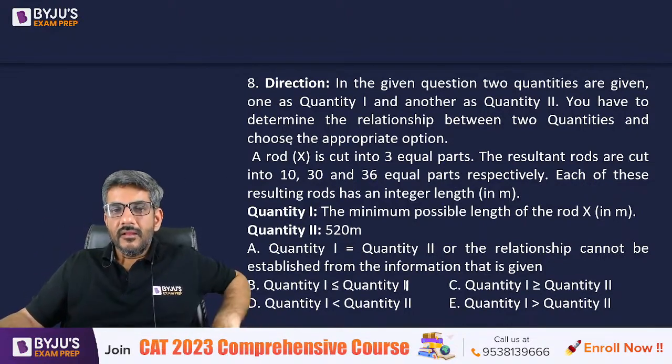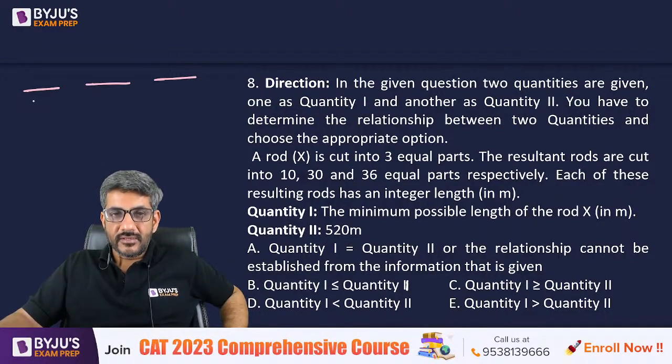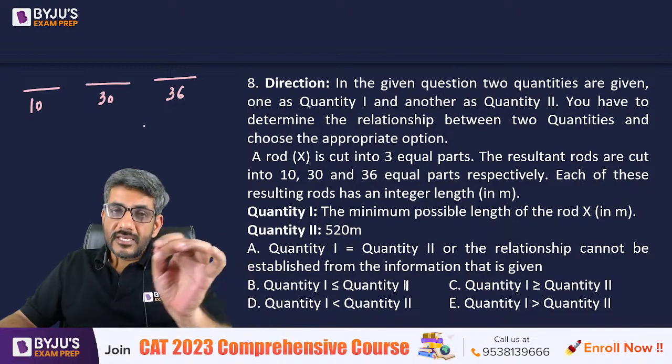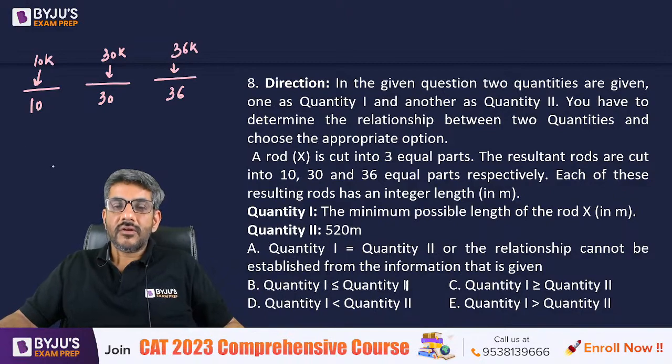करते हैं. He says a rod is cut into 3 equal parts. So let's say these are the 3 equal parts of the rod. The resultant rods are cut into 10, 30 and 36 equal parts respectively. So it is cut into 10 parts. This is cut into 30 parts. This is cut into 36 parts. And 36 equal parts. That means the length of this rod is a multiple of 36. 30 equal parts. That means the length of this rod is a multiple of 30. And 10 equal parts. That means the length of this rod is a multiple of 10.